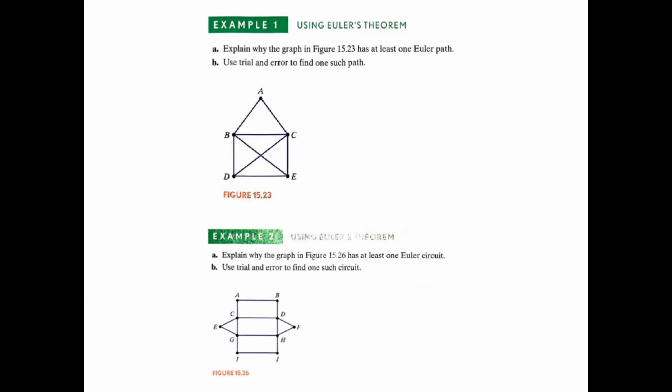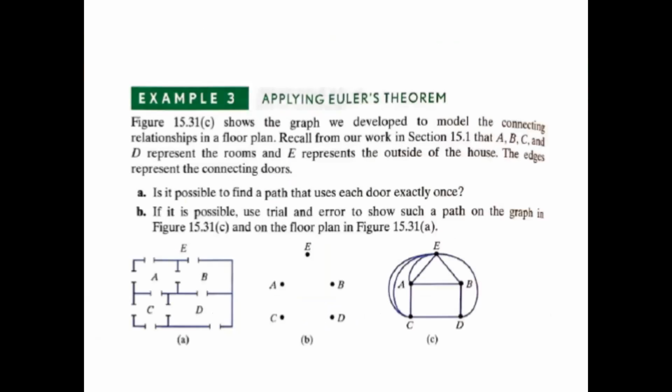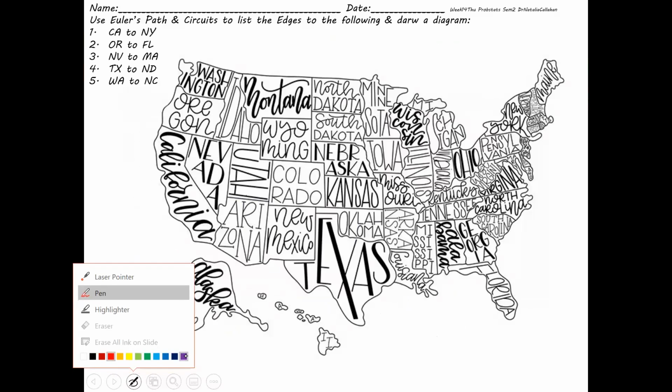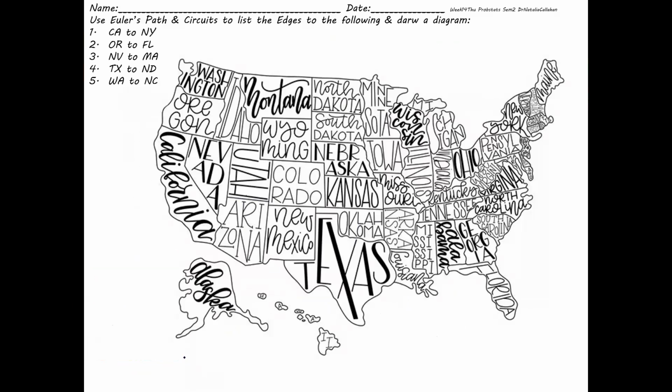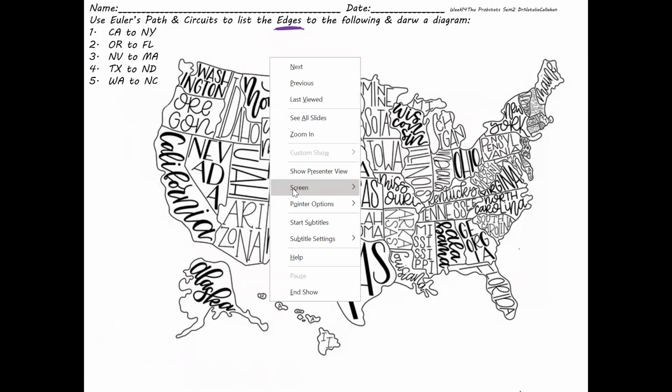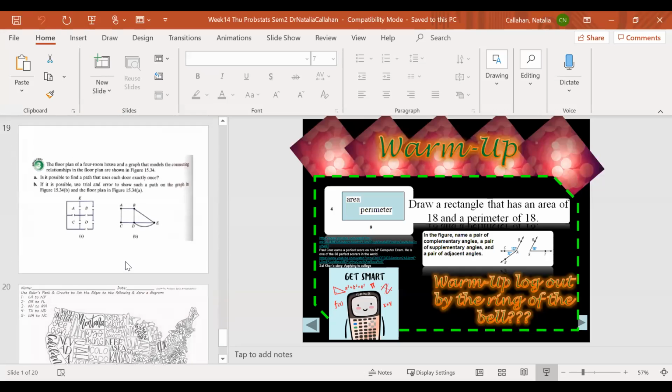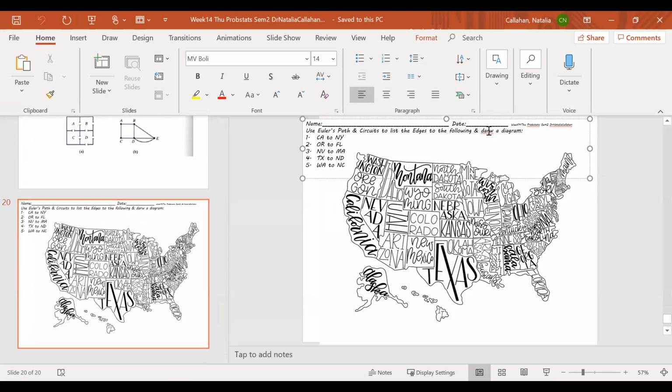All right, now let's go ahead and I'm gonna have you guys do the activity. So this is what I'm gonna do. I want you guys to list the Euler's path with the edges and also follow and draw the diagram as you're going to do with the 5 different things here. Let me make the correction on the drawing part. There we go.